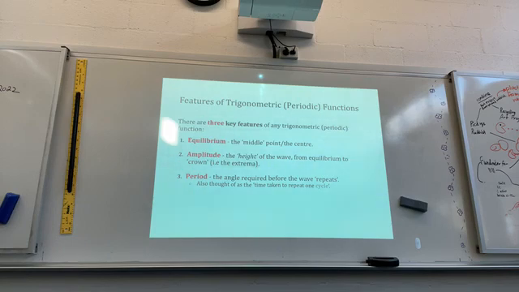So you can see that for sine and cos, it's actually 360 degrees or 2 pi. All right, whereas for tan it is not. We will look at it in a few seconds. So think about the three key features: equilibrium, amplitude, and period. All right?